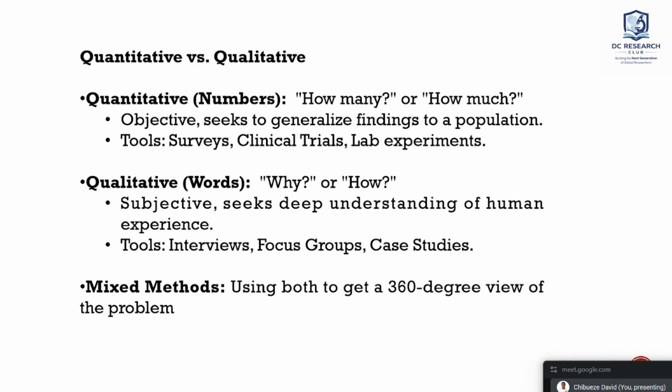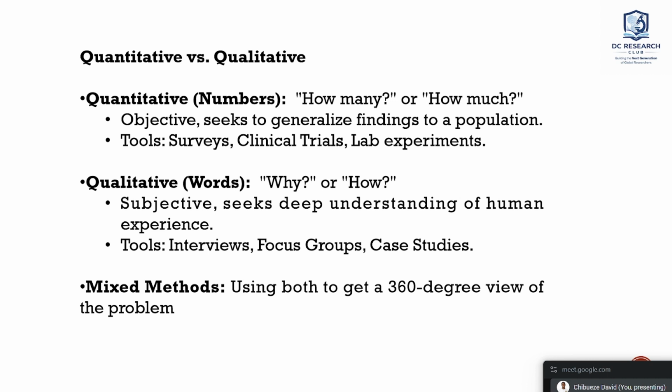Now we have three broad types, or two main ones, but you can add one more. We have the quantitative and we have the qualitative. I'm speaking in terms of data, right? Quantitative, from the word quantity, talks about numbers. It answers the question how many or how much. The objective of this type of study design is that it seeks to generalize findings to a population. For example, 50% of people experience a reduction in blood pressure when they take lisinopril.